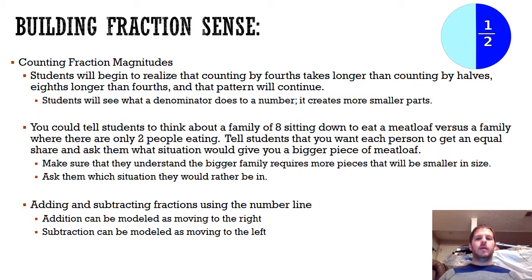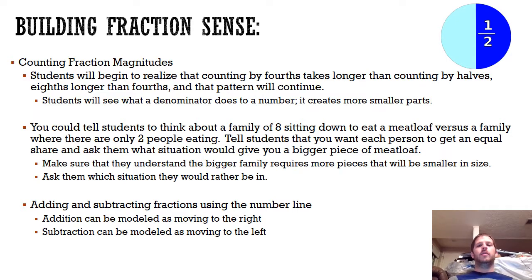You can tell students to think about a family of 8 sitting down to eat a meatloaf versus a family where there are only 2 people eating. Tell students that you want each person to get an equal share and ask them what situation would give you a bigger piece of meatloaf. Make sure that they understand the bigger family requires more pieces that will be smaller in size. Ask them which situation they would rather be in.